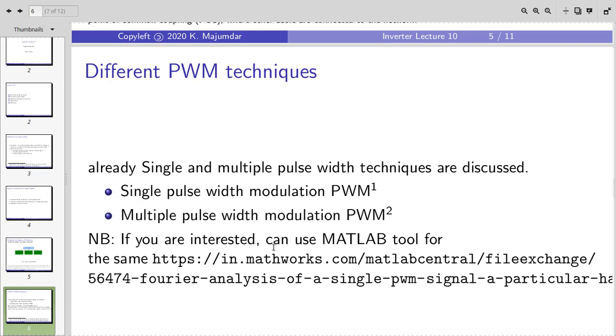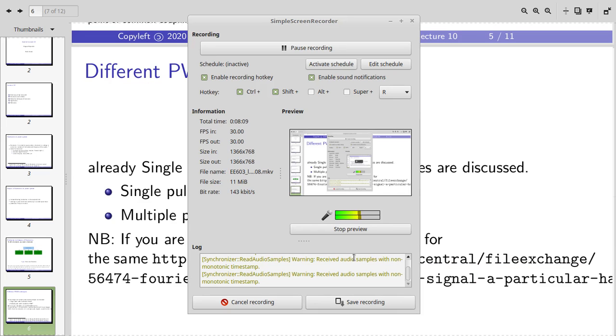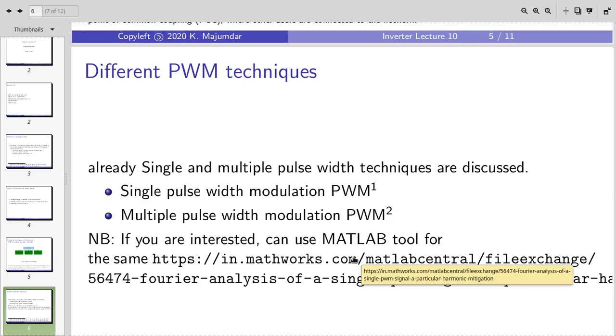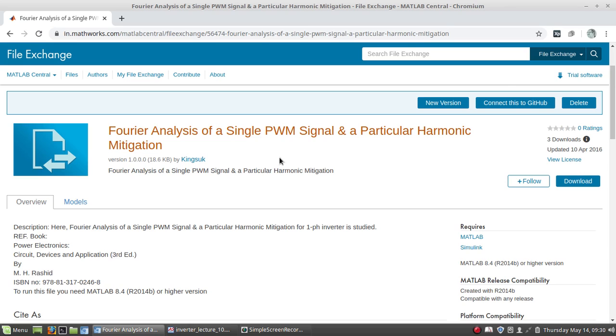If anyone is interested, he or she can observe this link and go to the MATLAB file for the same. This is the MATLAB file where you can observe the Fourier analysis of the single PWM technique and the mitigation of a particular harmonic. You can download it and observe, and you can also change its parameters to study further or do your own research on that.